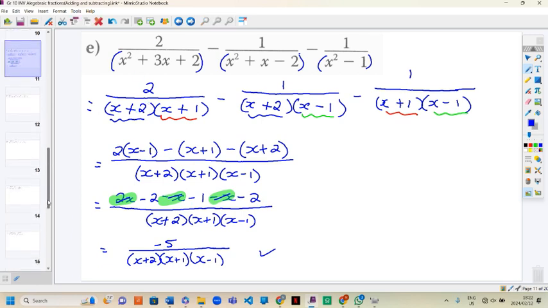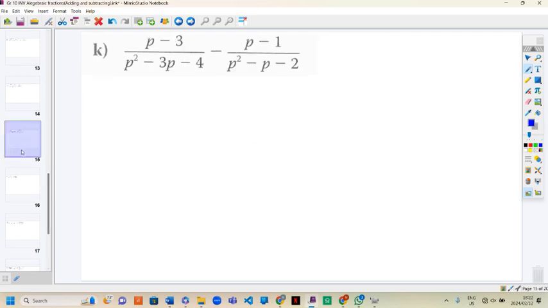Let's get to a nice scrumptious example. Let's look at this one here. Pause the video there, and I want you to try that example by yourself. See if you can do it. I assume you've paused it and you've done it. Let's jump straight into it.